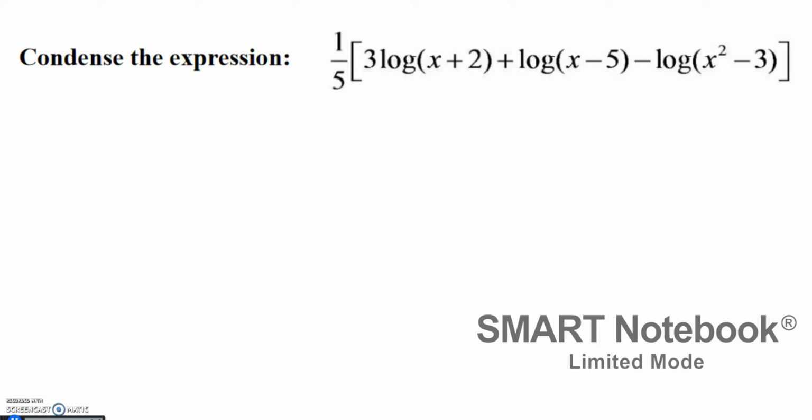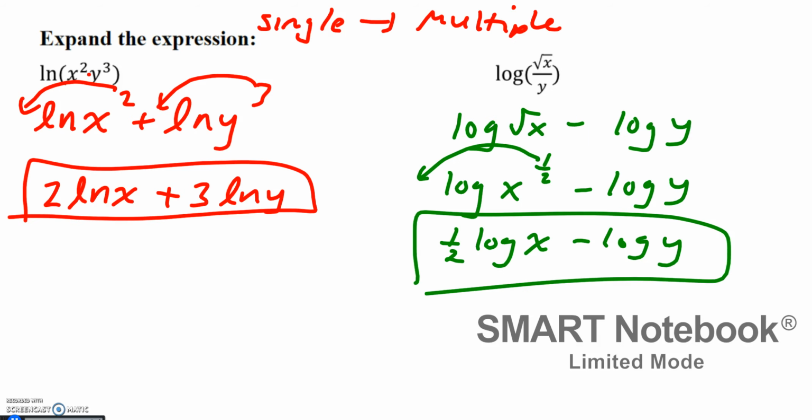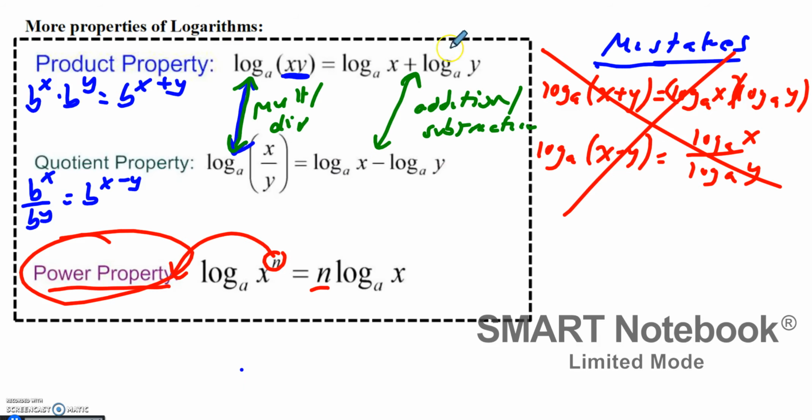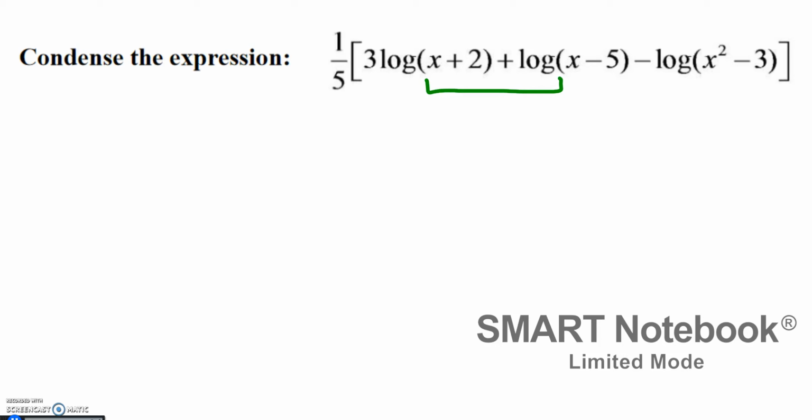The other way, especially this example, can be more confusing. So let's not worry about the 1/5 yet. Instead, I would like to focus inside here, and I'd like to focus first on these two logs. I notice that I have two logs that are being added together, two separate ones. So if I have two separate logs being added, that is the same as a single log being multiplied. So what I'm going to do is focus on these two first.